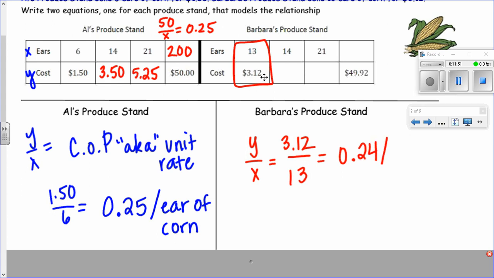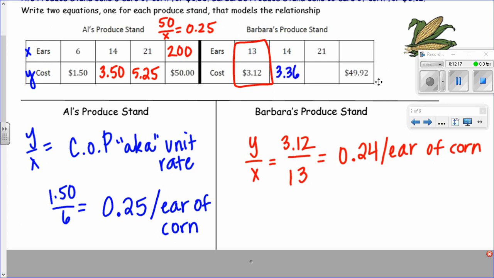Which one is the better deal? Is it Al or Barbara? It should be Barbara because it's cheaper, just by a tiny bit, but it's still cheaper. Now pause it and go ahead and fill in 14, 21, and then how many ears of corn can you get for $49.92? If hers is a better deal, you should get lower prices for these two, and you should get more corn for this price. All right, unpause it when you're ready.